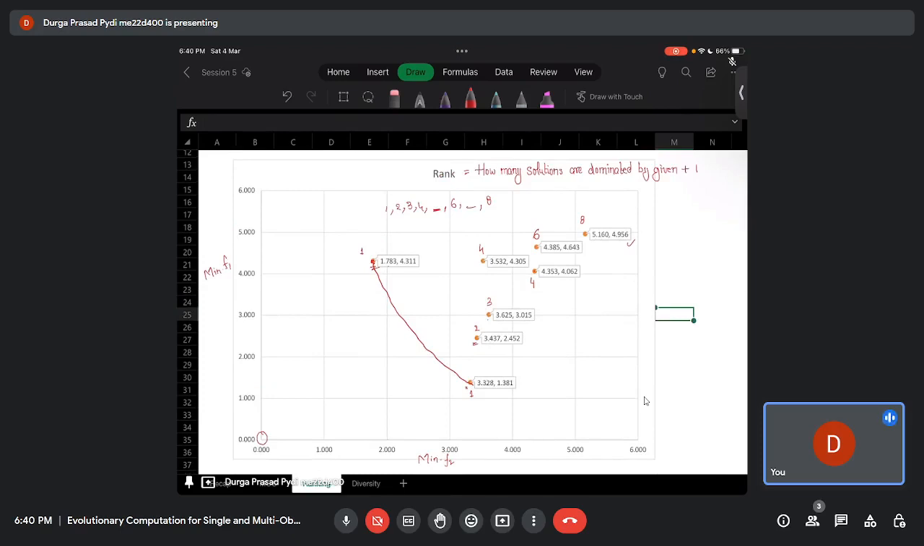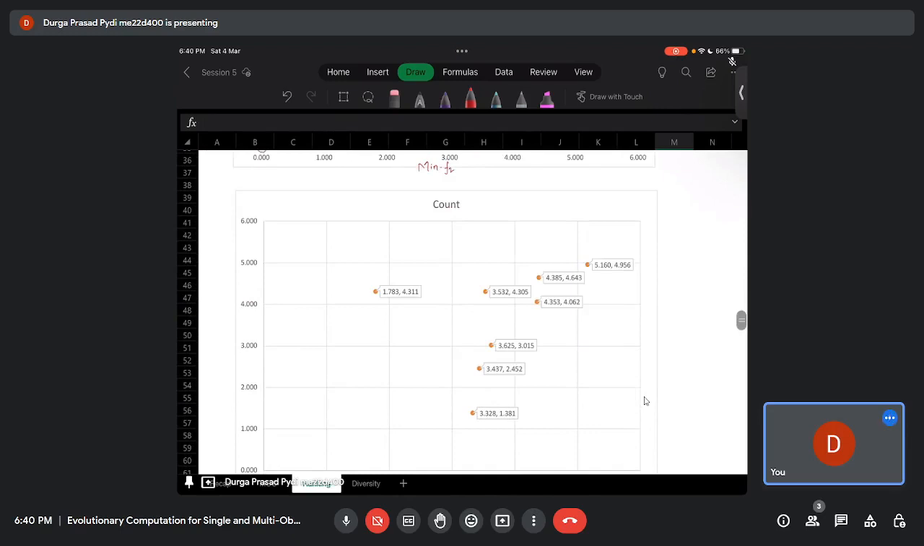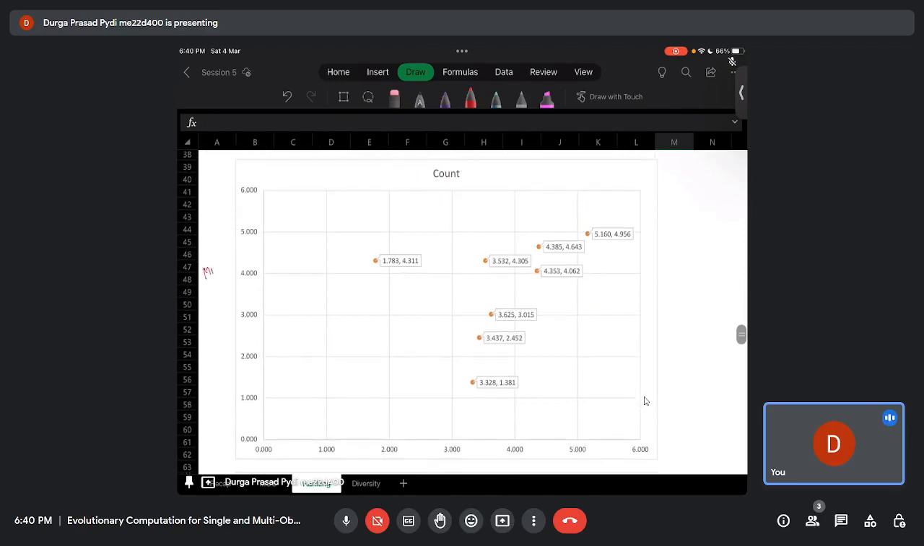This could be one approach. The other approach is essentially you do it the other way. Instead of counting the rank, we do something called count. Here what we do for the same problem, if you want to minimize f1 and you want to minimize f2, say this is f1. Actually I have plotted it this particular way and this is f2.